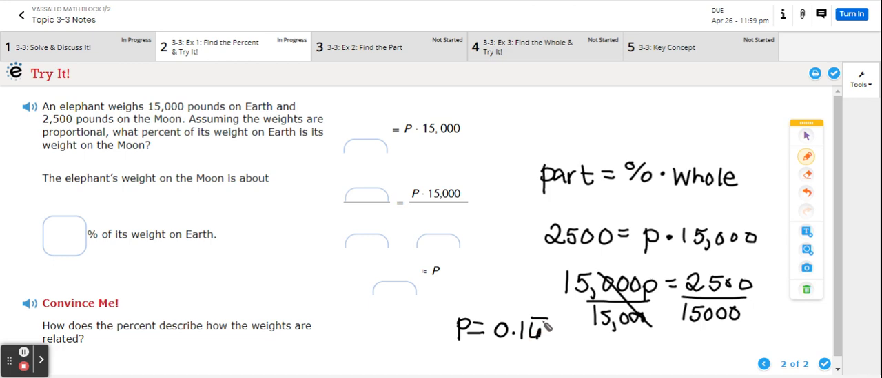Okay, and then we know that we have to move the decimal point at some point. You're either moving the decimal point in your problem or you're moving the decimal point in your answer. So we want to make sure that we are converting this into a percentage. So we have to move the decimal point 2 places to the right. And we're going to use some rounding here, and I would say that that would be 17%.